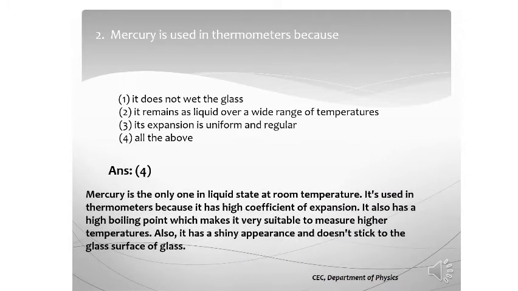All of the above. Mercury is the only one in liquid state at room temperature. It's used in thermometers because it has a high coefficient of expansion. It also has a high boiling point, which makes it very suitable to measure higher temperatures. Also, it has a shiny appearance and does not stick to the surface of glass.